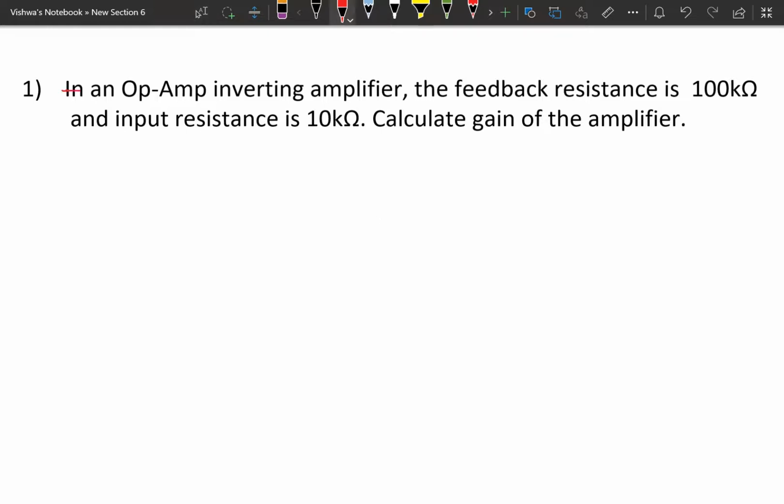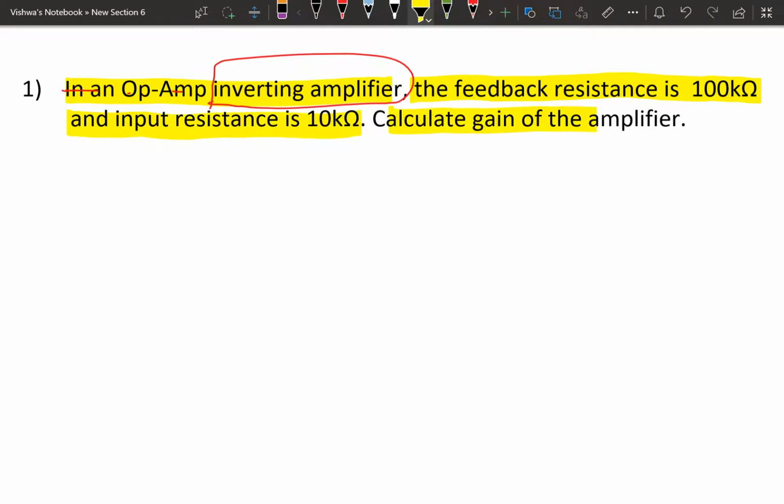In an operational amplifier, inverting amplifier. So this problem is related to the inverting amplifier. The feedback resistance is 100 kilo ohm and the input resistance is 10 kilo ohm. Calculate the gain of the amplifier. Here the feedback resistance is 100 kilo ohm and the input resistance is 10 kilo ohm. Calculate the gain.